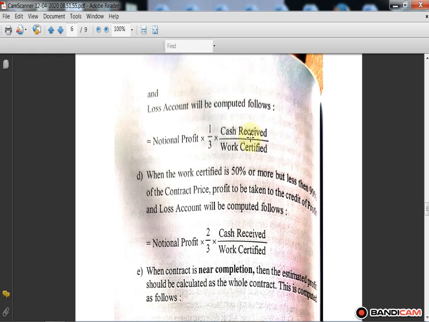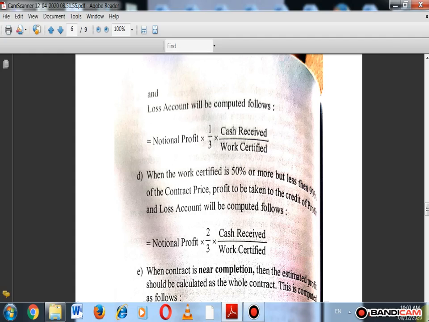So this formula is beneficial for work certified at 25% or more but below 50%. Remember this formula.